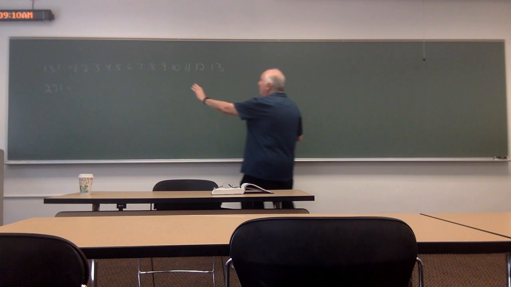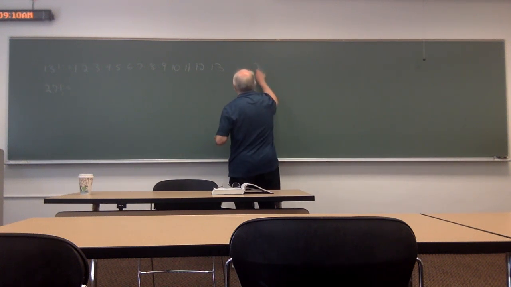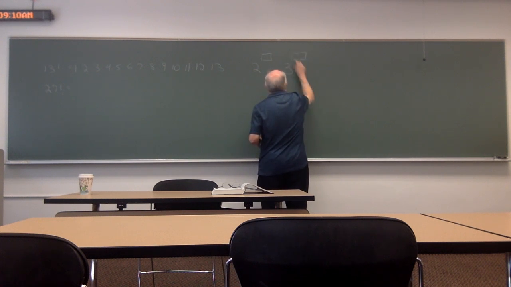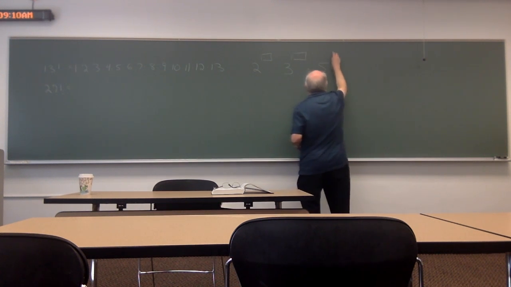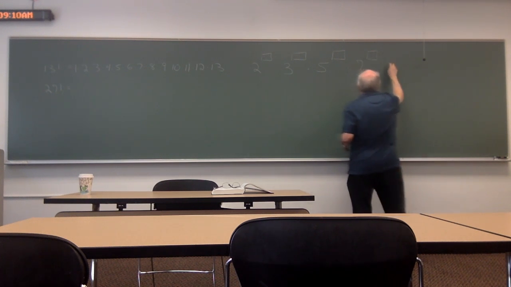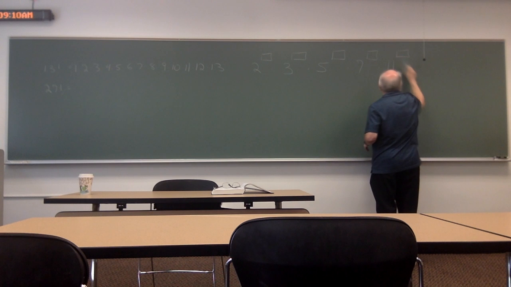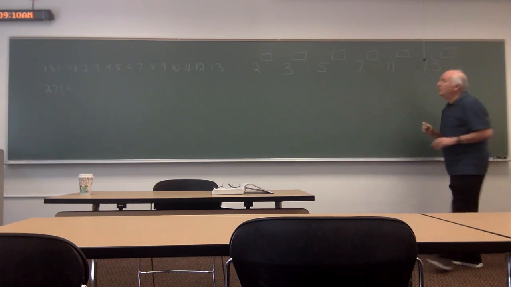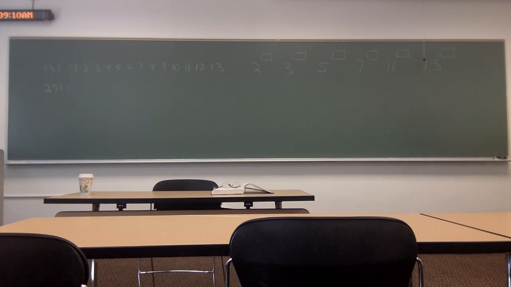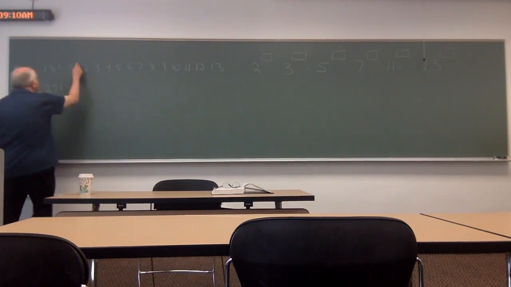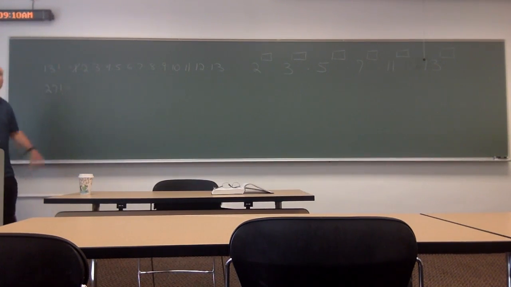So we know that the prime factorization of 13 factorial is going to be 2 to a power, 3 to a power, 5 to a power, 7 to a power, 11 to a power, and 13 to a power. And then we just have to go back and collect the various primes that occur. So 1 doesn't have any primes in it.